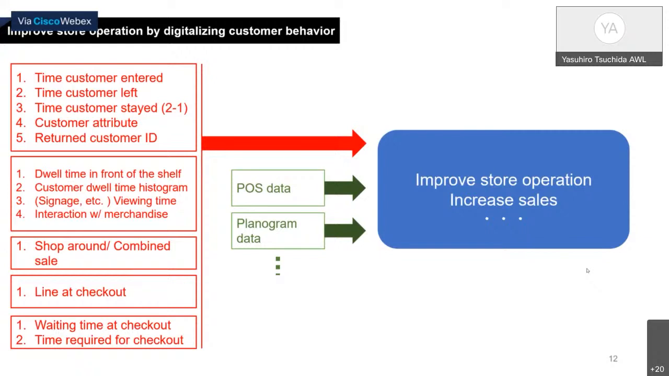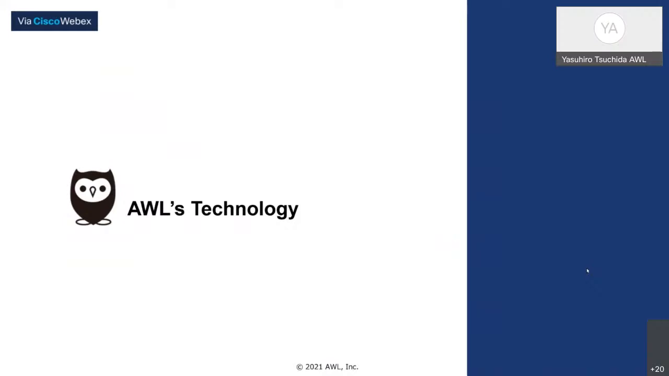For example, POS data and other kinds of data can be combined to analyze the shop, and this analysis can be utilized for improving store operation and increasing sales. This is a use case for the AWL box. And from the next slide, I'd like to introduce AWL's technology.